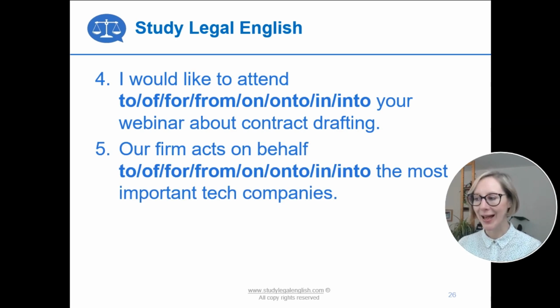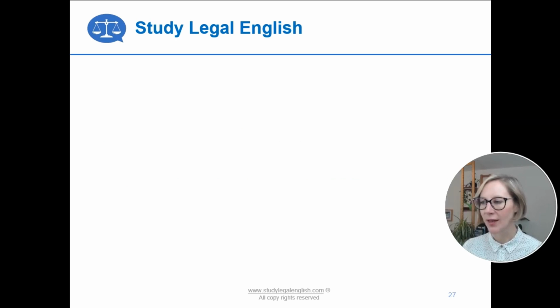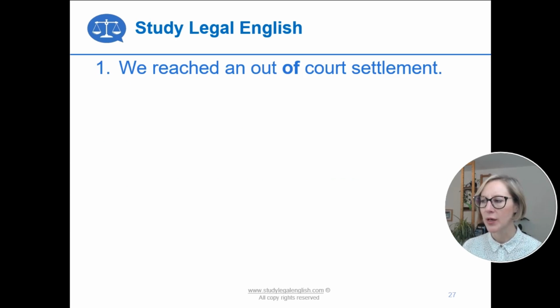Our firm acts on behalf to, of, for, from, on, onto, in, into the most important tech companies. Okay, what do you think the correct preposition is there for on behalf? 3, 2, 1. Okay, let's go through the answers. Number 1, we reached an out of court settlement.